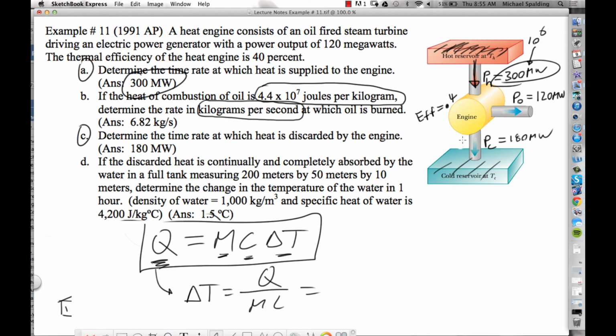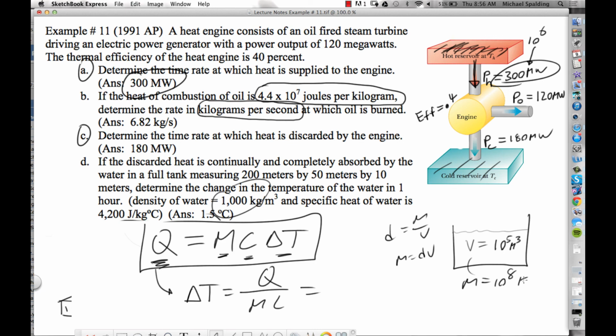What they're saying is they're giving us the cold reservoir. The cold reservoir is this full tank of water. So you have to find the volume of the water. When you multiply those dimensions, it comes out as 10 to the 5th cubic meters. Now, from that, can you find the mass of the water using the density equation? Density is mass over volume, so mass is density times volume. The density of water is right here, so the mass of this water is 10 to the 8th kilograms. That's our m.